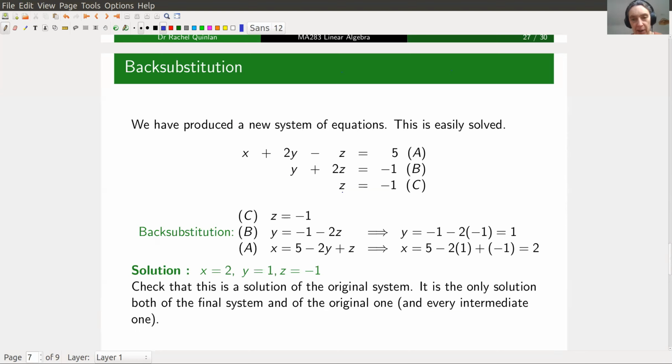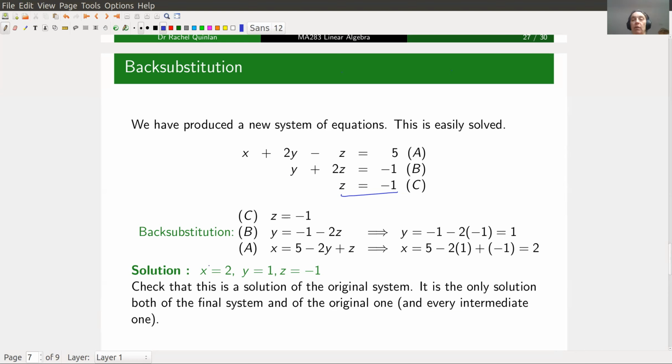Equation C tells us z equals minus 1, so that must be true in any solution of the system. Equation B now says y equals minus 1 minus 2z. So for a solution of the system, z has to be -1, so y has to be -1 minus 2 times -1, and that is 1. And then equation A says x is 5 minus 2y plus z. So for a solution, x must be 5 minus 2 times the value of y plus 1 times the value of z, so it must be 2. And so our conclusion is that the solution of this final system, and therefore also of the original one, is x equals 2, y equals 1, z equals -1.